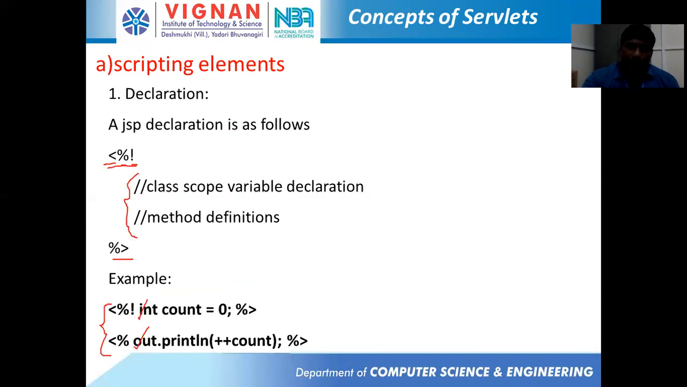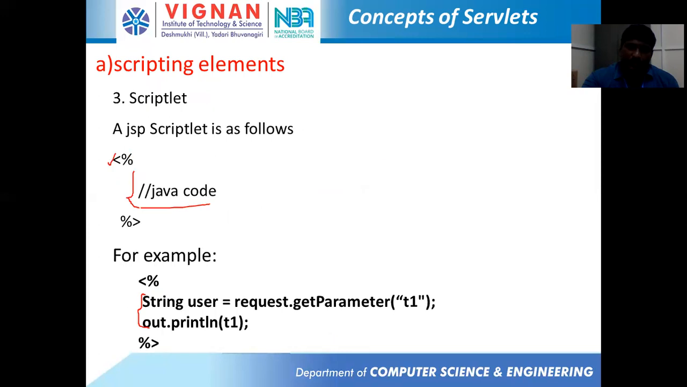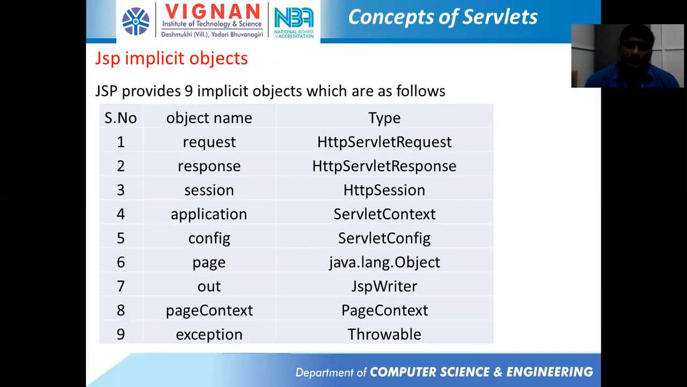There are three scripting elements: declaration, expression, scriptlet. Okay, so the syntax you need to observe carefully. Where we can use each depends on the code, right? Next, the JSP implicit objects. These are predefined objects provided by JSP.